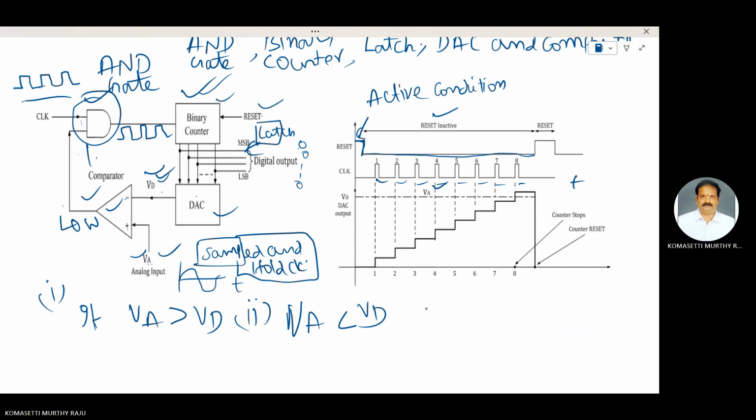When VA is less than or equal to VD. This is the VA. This one is VD. This line represents VA. At that instant, at the 8th clock pulse, this is the VD. VD is greater than VA.